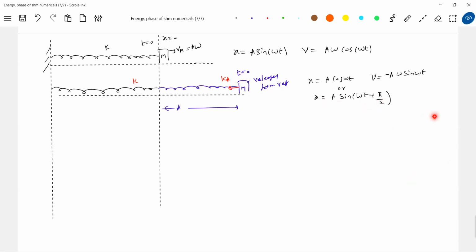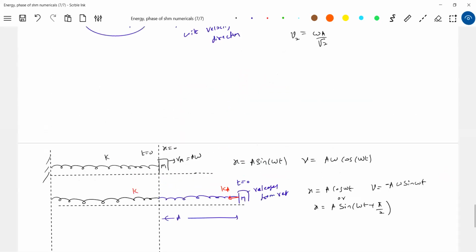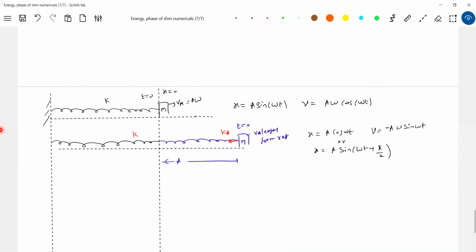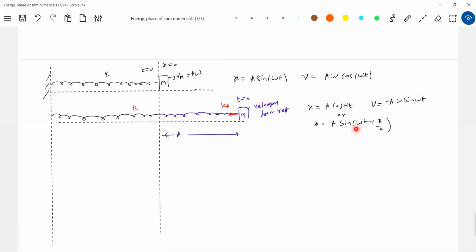Because according to the circle concept, the right extreme is pi by 2, and the mean towards right should be 0 phase. The same thing: 0 phase, pi by 2, pi, 3 pi by 2, 2 pi. If a particle starts from here, 0 phase. If a particle starts from here, it should be 5 pi by 2. So what is the phase of this? Pi by 2. Sine omega t plus pi by 2 will become this much. There's a method of writing cos or sine.